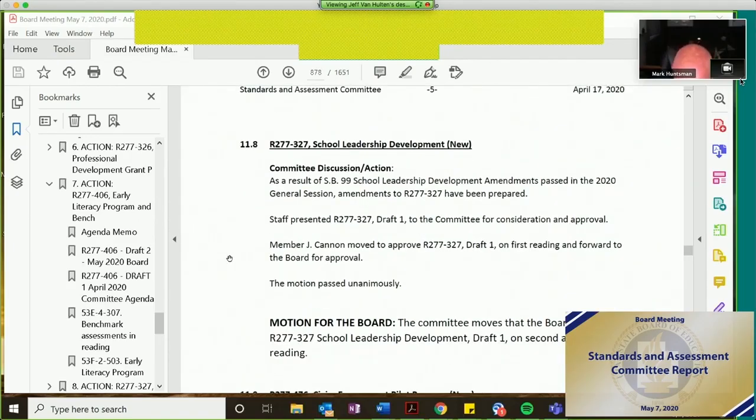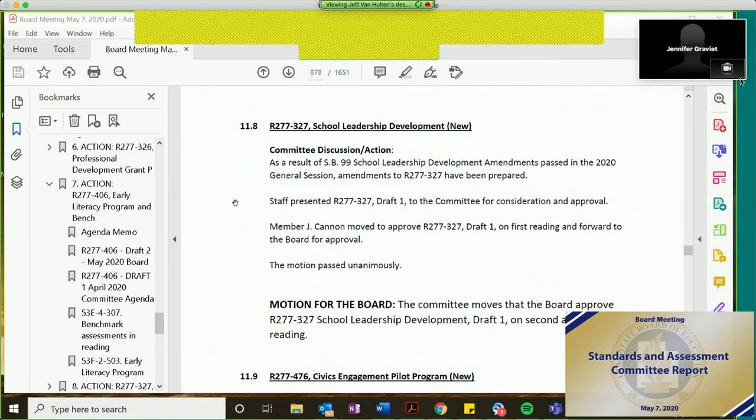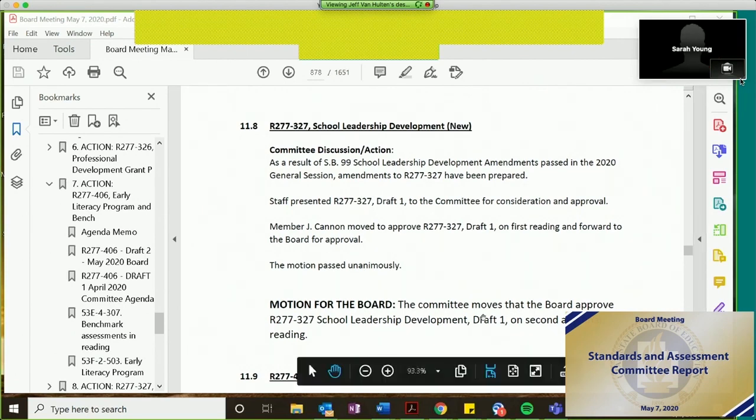Okay, we're moving on to 11.8, which is R277-327, School Leadership Development. This is new. The motion for the board is the committee moves that the board approve R277-327, School Leadership Development, Draft 1 on second and final reading. Discussion to the motion. None. Okay, seeing none, let's vote.